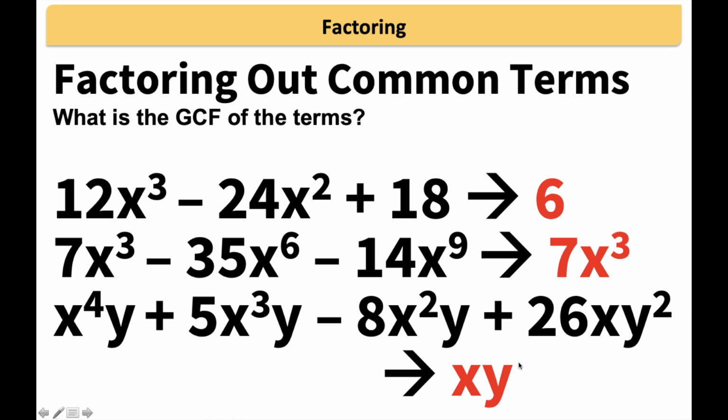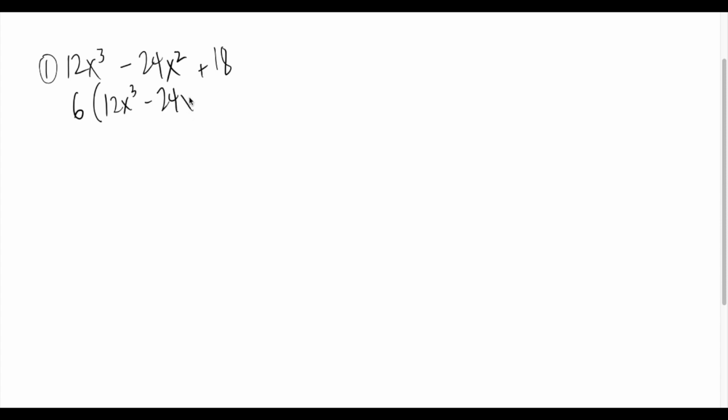Okay? So, given these examples, subukan natin kunin or i-factor out yung GCF nila. Okay, so for the first example, we have 12x cubed minus 24x squared plus 18. Again, alam natin ang common factor niya is 6. So, i-take out natin ang 6 and then i-divide natin silang lahat by 6.